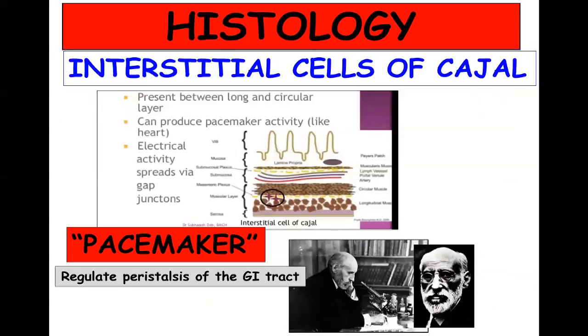What about histology? The origin cells of GIST are the interstitial cells of Cajal, the name of the discoverer. Cells of Cajal are considered as pacemakers, and they regulate peristalsis in the gastrointestinal tract.